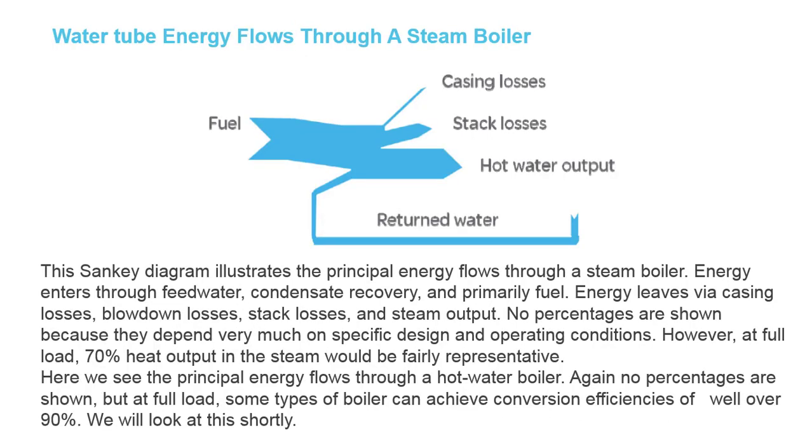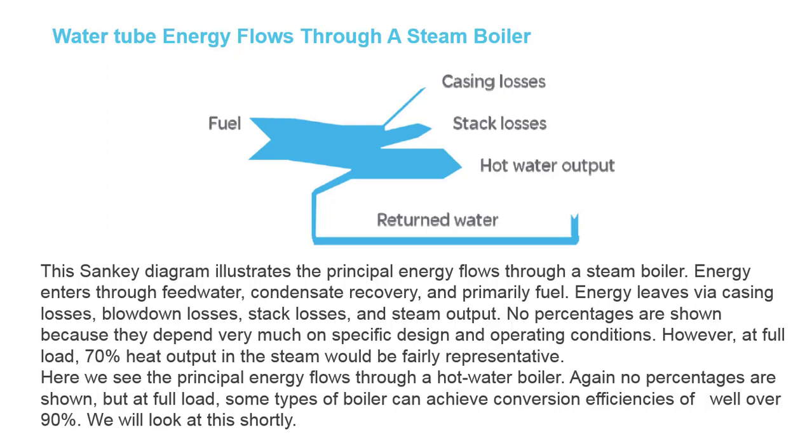Here we will see the Sankey diagram, the energy flow through a fire tube steam boiler. The fuel is first burned, then it becomes the flue gas. Flue gas does the job of heating the water. There are losses also. Basically the output will be hot water, then stack losses, then casing losses, again this condensate return water. To show whatever losses are happening, there is a diagram which is called the Sankey diagram.